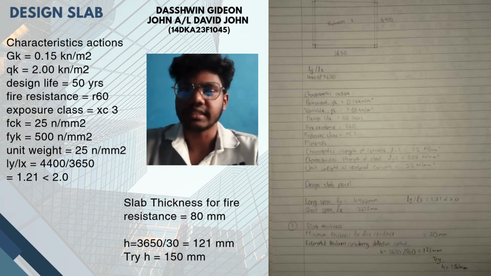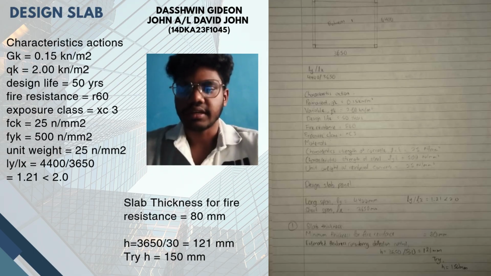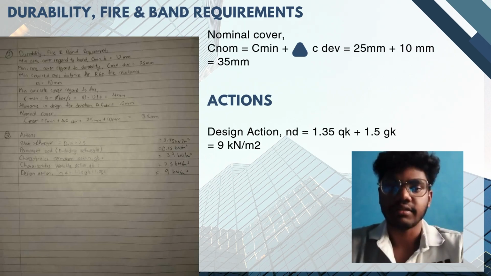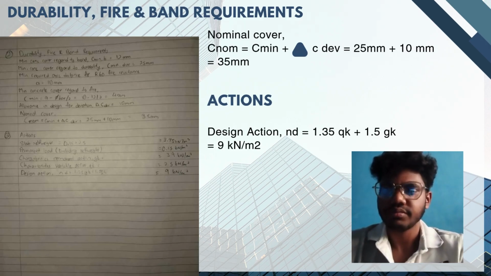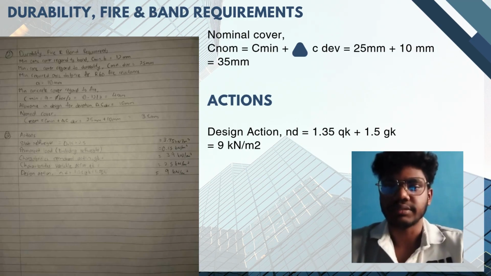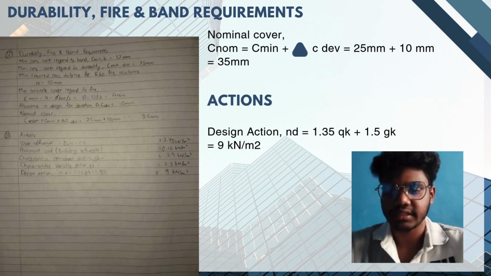So next we will design the durability, fire and bond requirements. The minimum cover regard to bond, which is Cmin, is equals to 12 mm. Minimum cover regard to durability, which is Cmin durability, is 25 mm. Minimum required axis distance for R60 fire resistance, which is A value, is 10 mm.